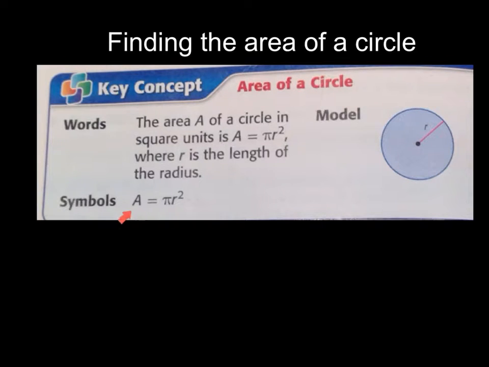To find the area of a circle, we're going to use this formula right here. A stands for the area of the circle, which is equal to pi times the radius, and we're going to square that. Remember, the radius is the distance from the middle of the circle to the outside.